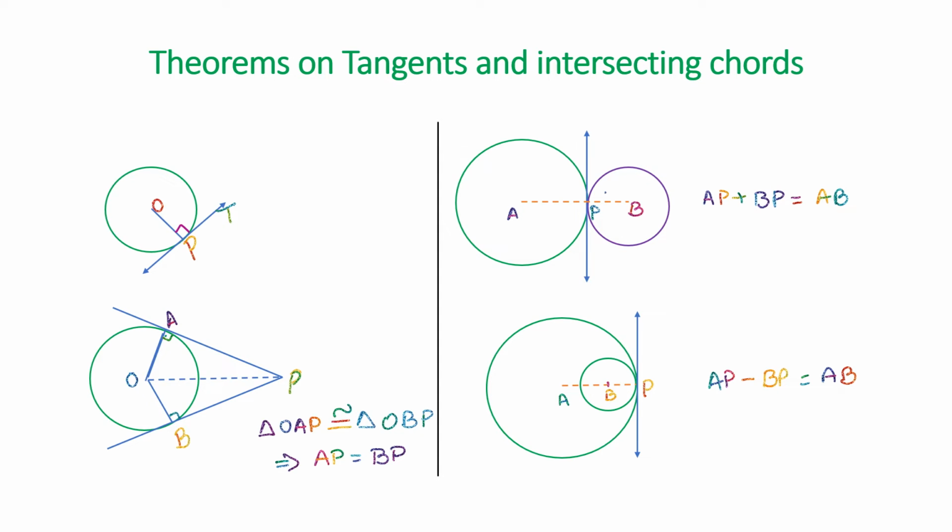Theorems on tangents and intersecting chords. So here I have a circle and PT is the tangent. The point of contact of the circle and the line is P. So the first theorem says that when I join the center of the circle to the point of contact, this OP is the shortest distance.